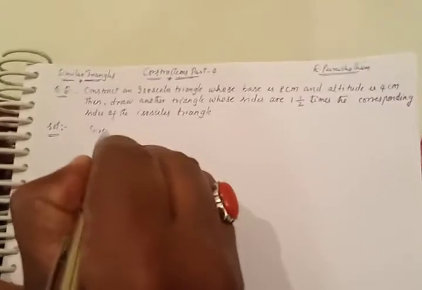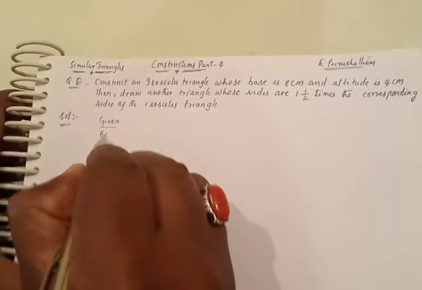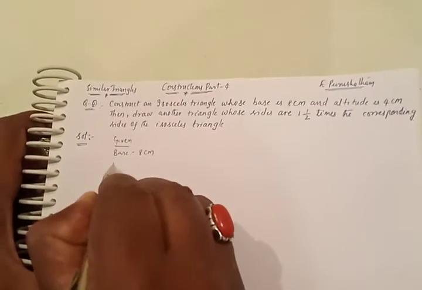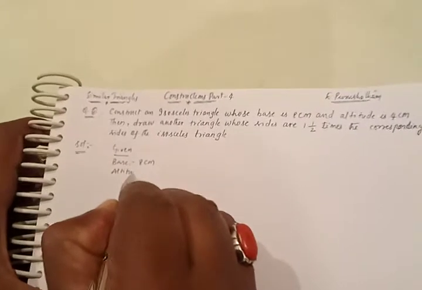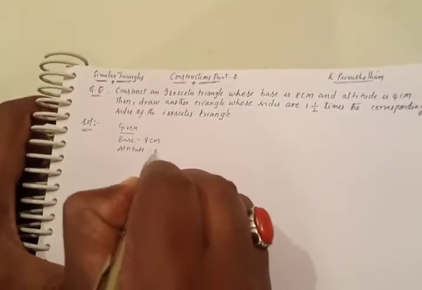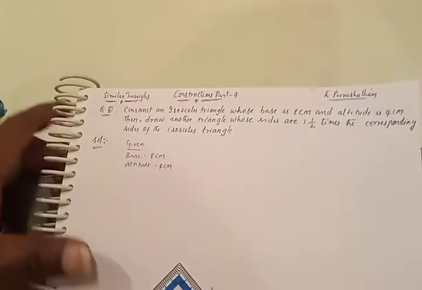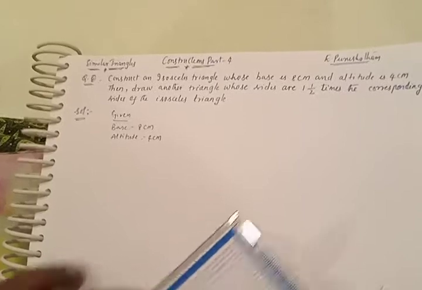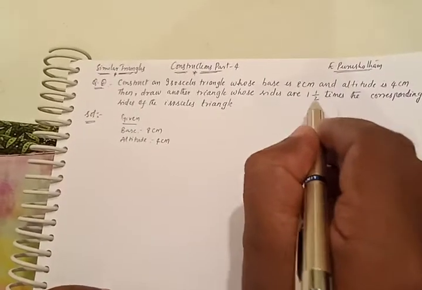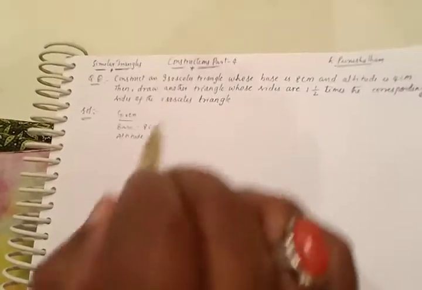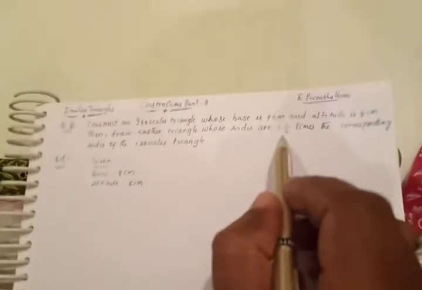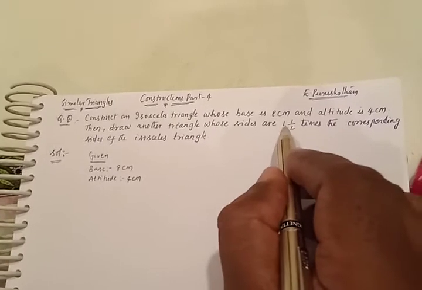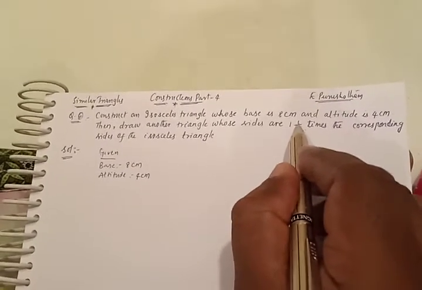Given base 8 cm and altitude 4 centimeters. Altitude is nothing but the perpendicular height to the base. And here, 1 by 2 times the corresponding sides of the isosceles triangle, that means you have to draw the 1 by 2, that means 2 ones are 2, 2 plus 1 is 3, so 3 by 2.